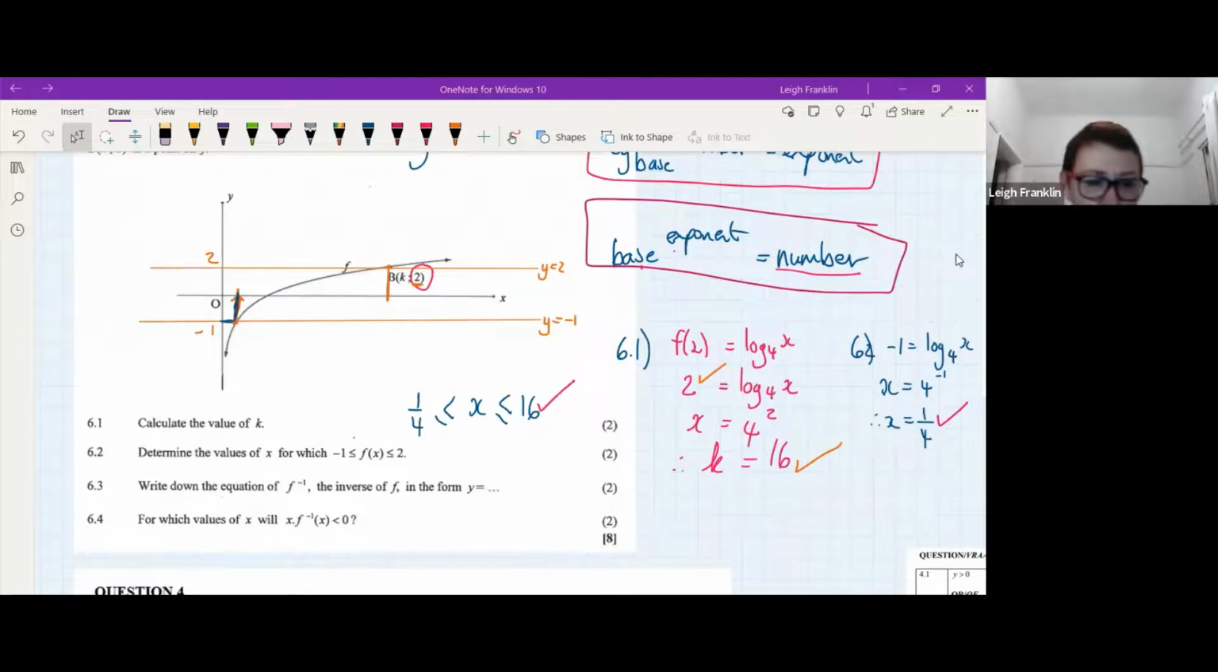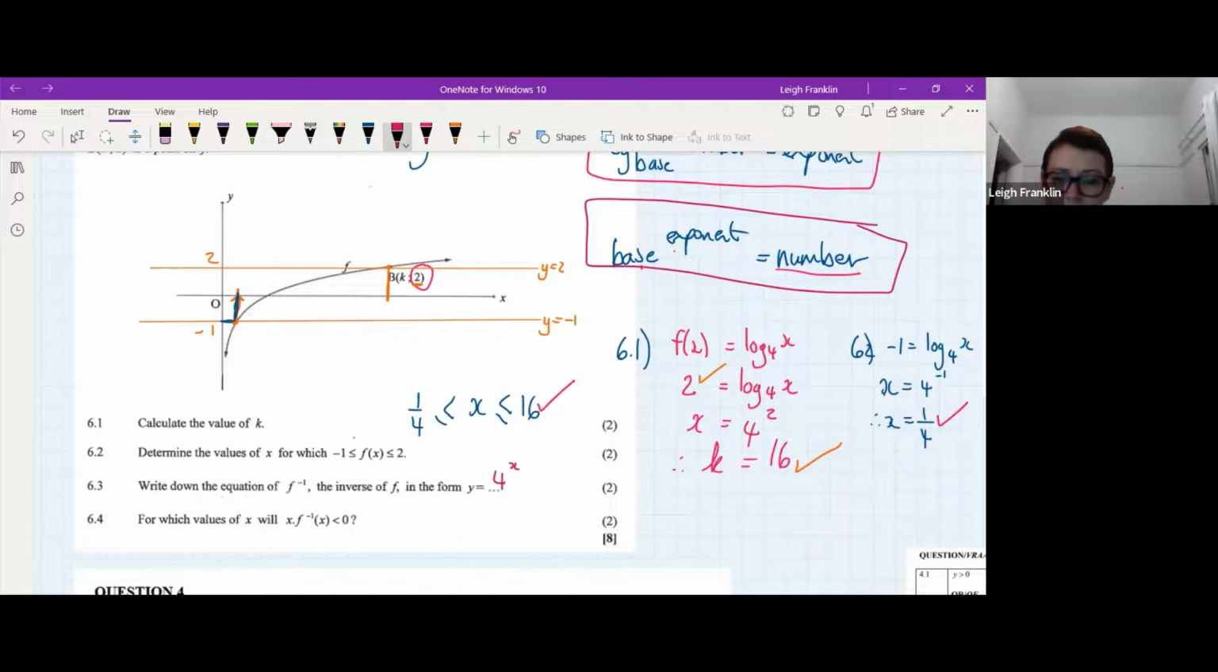Now 6.3. If you've learned your theory, this is such an easy question to answer. Write down the equation of f to the minus 1, the inverse of f, in the form y equals. Straight away our theory should kick in. What would you guys write? y equals 4 to the power of x. That's it, 4 to the power of x. Beautiful.